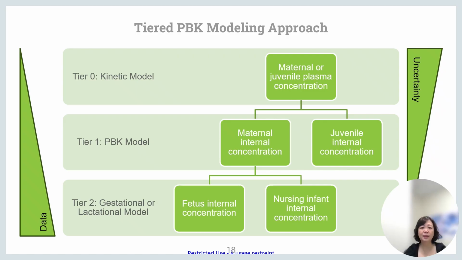When data are limited, Tier 0 kinetic models that predict maternal plasma concentration or juvenile plasma concentration from direct exposure, or Tier 1 PBK models are often the better choice. These models have fewer parameters and are generally sufficient for predicting plasma concentrations in exposed mothers. This can serve as a reasonable surrogate for plasma or brain concentrations in the fetus or infants.